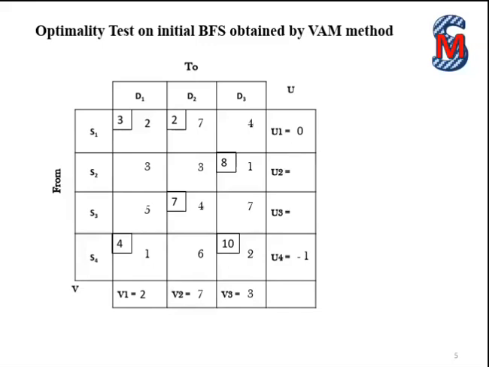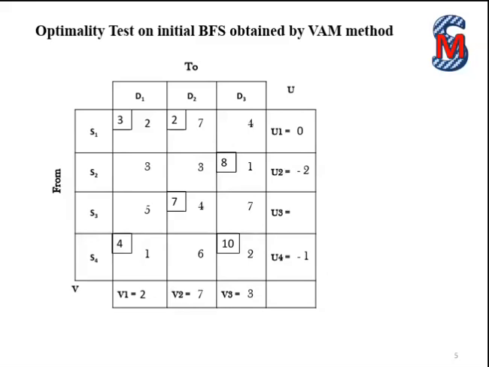Now if I look at the S2D3 cell with cost 1, we know its V3 is 3 and its U2 is not known. So what can be added to 3 to get 1? Minus 2. Therefore U2 is minus 2. Now we are only left with one value, U3. Now looking at the occupied cell in the third row, second column with cost 4, its V2 is 7 and its U3 is not known.